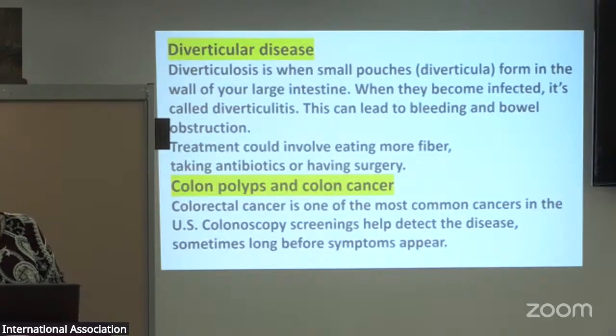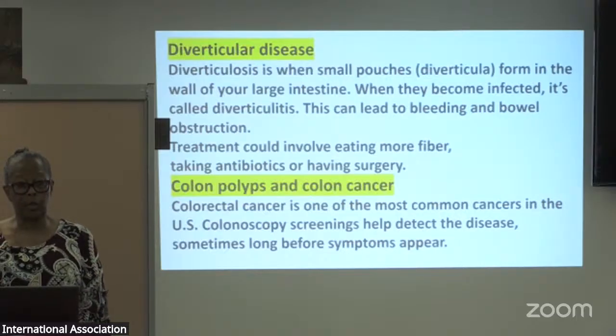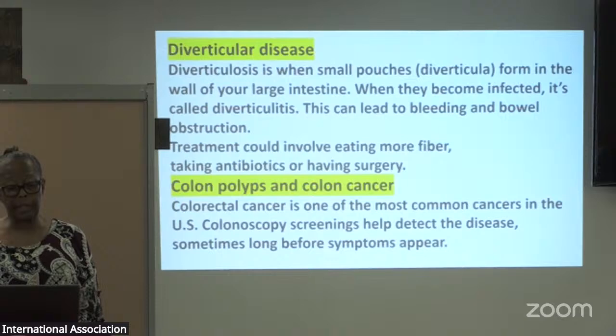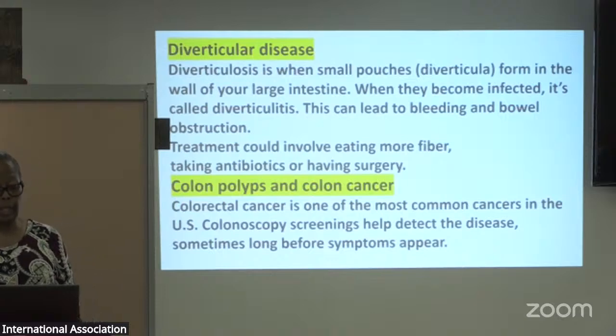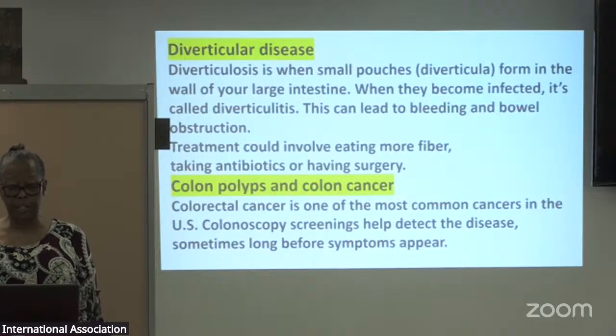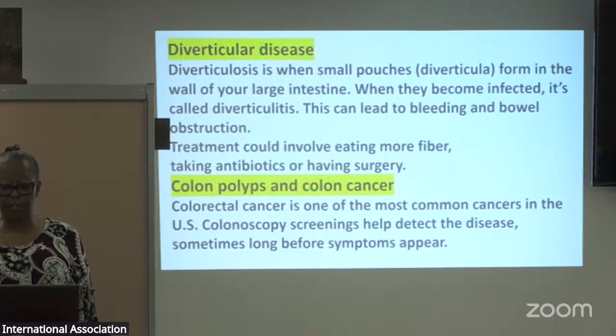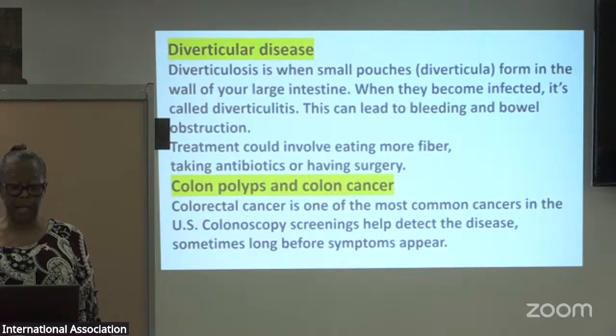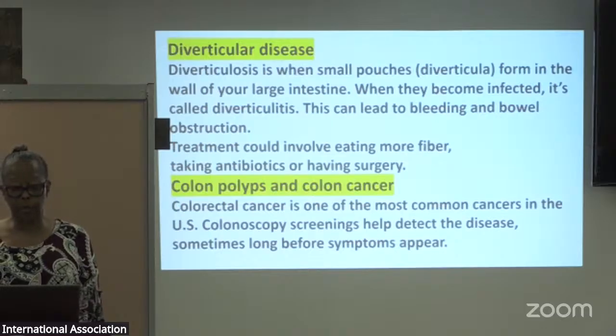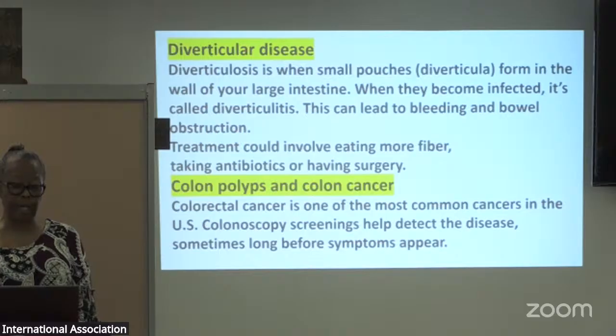Diverticular disease. Diverticulosis is when small pouches form in the wall of your large intestine. When they become infected, it's called diverticulitis. This can lead to bleeding and bowel obstruction. Treatment involves eating more fiber and taking antibiotics, or surgery.